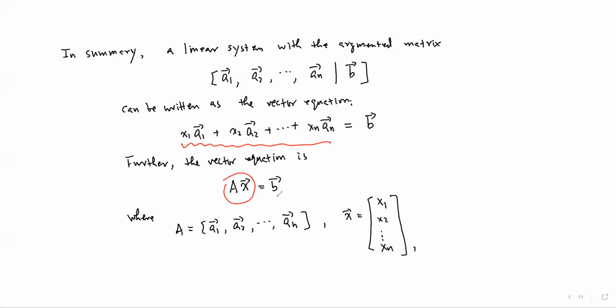The reverse is also true. A matrix equation can be written as a vector equation. A vector equation can be written as a linear system. They are the same.